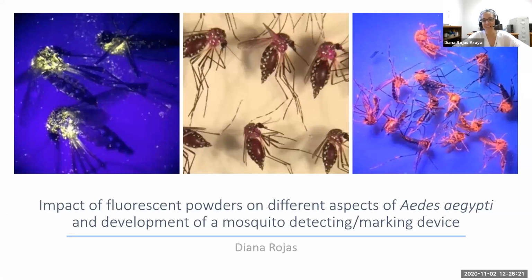So, as Barry shared before, I have been working on a project that is studying different impacts of fluorescent powders on Aedes aegypti. And we want to use these, at the end, in a practical approach, trying to create a device that will detect and mark females or mosquitoes in the environment.